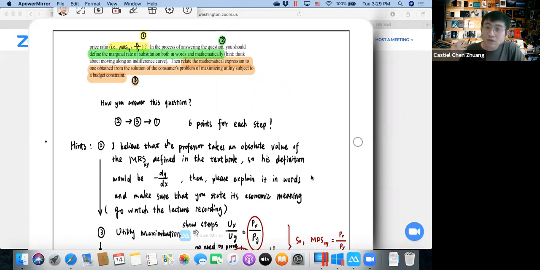And then you should also explain in words what this is telling you. It's telling you how much x you should sacrifice to get 1 more unit of y. This might not be rigorous, so just check what the professor said in his recordings. So once you define the marginal rate of substitution both in words and mathematically, now you have an expression, which is the MRS is equal to negative of dy over dx. So that will be the first thing that you need to do.